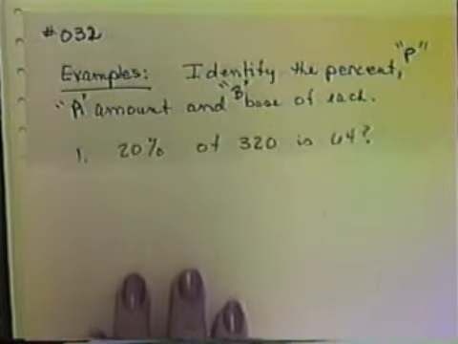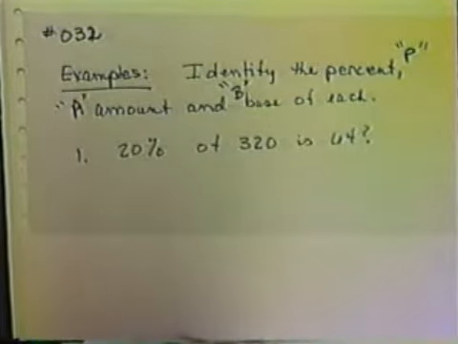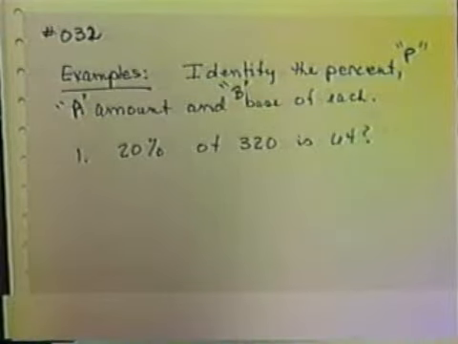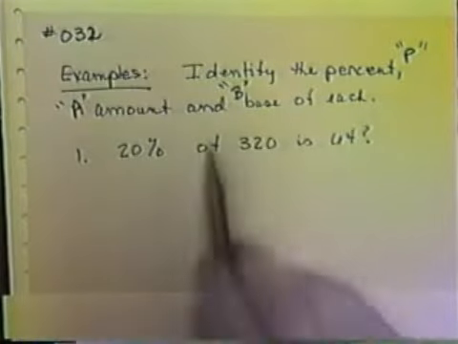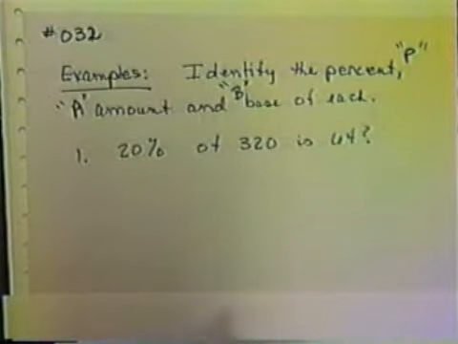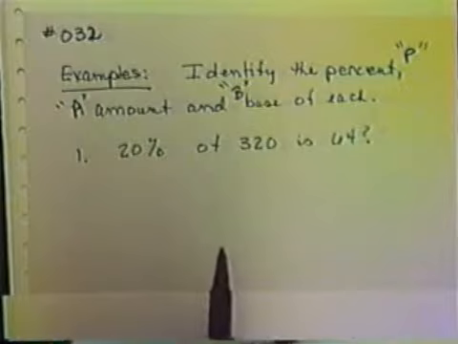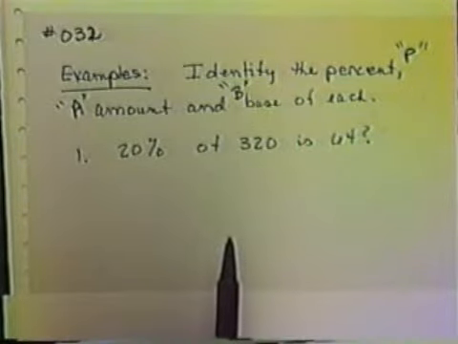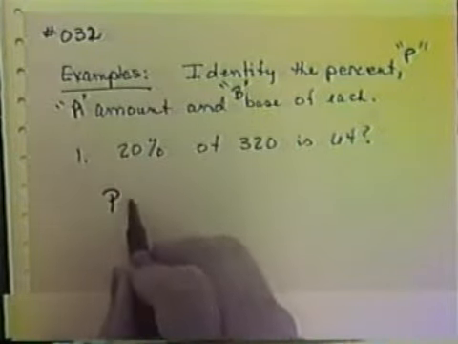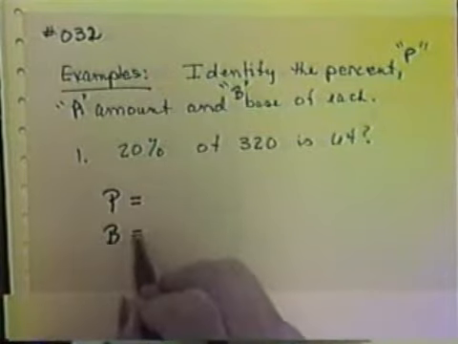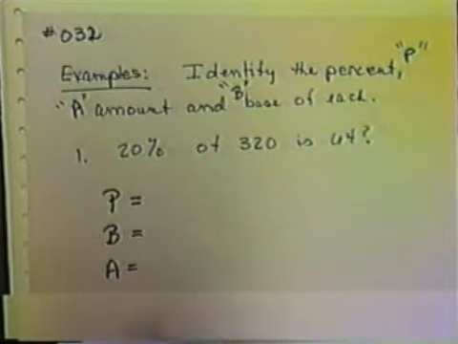So first example: what 20% of 320 is 64. Now remember, all I want to do is identify. I don't want to try to work anything out. I just want to identify what each part is, because that's going to be a very important step in being able to solve percent problems. So I need to identify the percent, the base, and the amount. In this problem, 20% of 320 is 64.